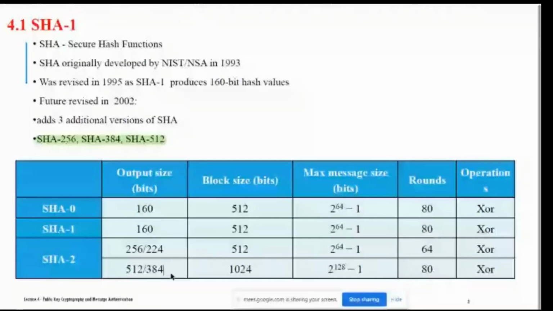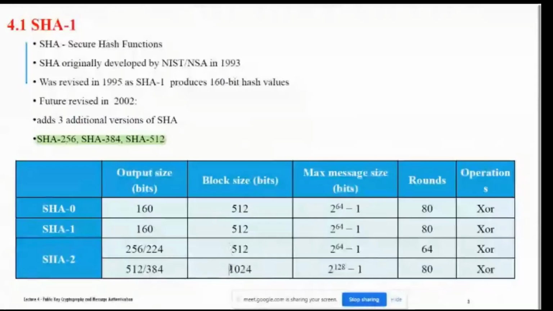Then what is the block size? Block size means the input. For the input you can see 512, 512, 512, then it goes to 1024. So they are increasing the block size. Then the number of rounds: some algorithms go up to 80 rounds, some work up to 64 rounds. So there are some changes in the number of rounds also.